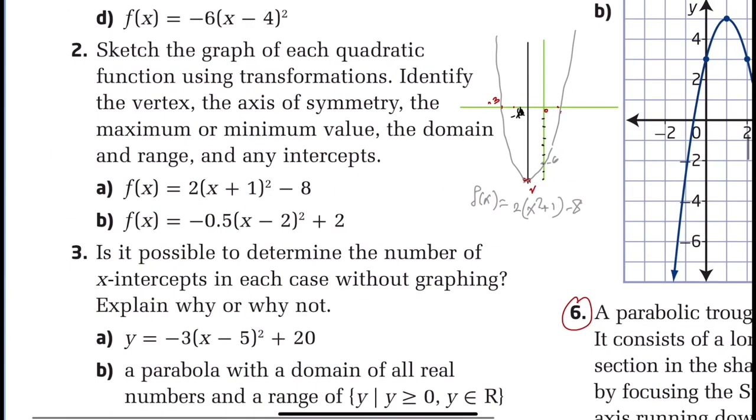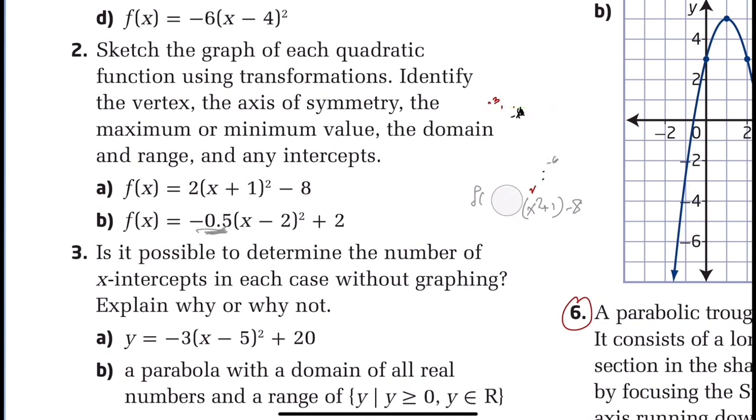For B, you do the same thing. You have minus 0.5, which means your graph will be looking downward, and it will be enlarged, not smaller. We have a horizontal shift of two units to the right, and two units up. So the vertex will be 2, 2.